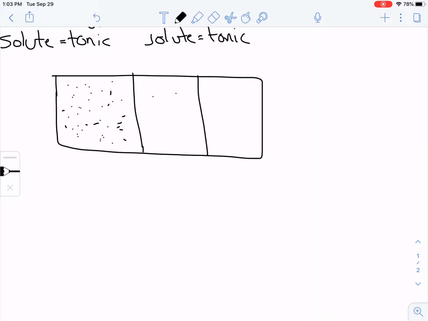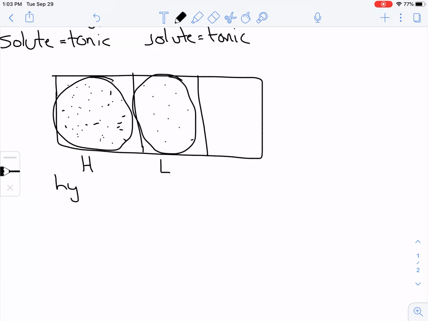But then I have a different solution that's right near it that has this much. Hopefully you could see that this one we would label with an H because it's high concentration compared to this side that has low concentration, right? Because it's a comparison. So I would refer to this side as the hypertonic side, and I would refer to this side as the hypotonic, right?